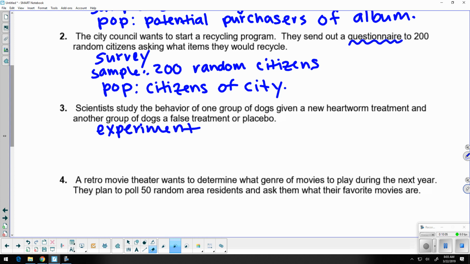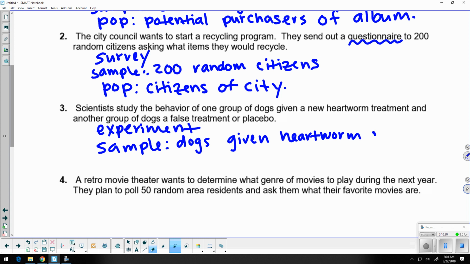An experiment, and then what's our sample? Sample would be the dogs that are given the heartworm medication. And then what's our population? It could really be any dog, right? Any dogs. I'm assuming it's within a certain area, but it doesn't really say where we're at, if we're in a city or if we're in a town or if we're in some rural community. So it can really just be any dogs in general.